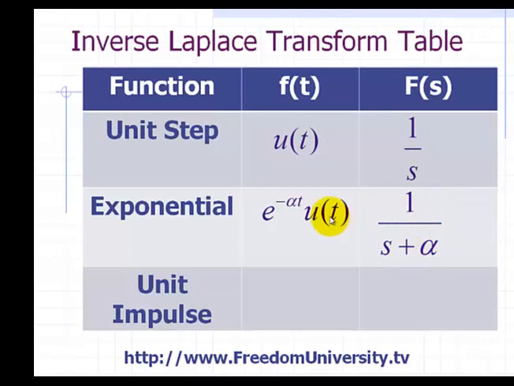Now, you have this unit step u of t just to show the necessity of causality, because the uniqueness property says that when you go from F of s to f of t, it always gives a causal function. And that's what this u of t is, to impose causality on this exponential function.